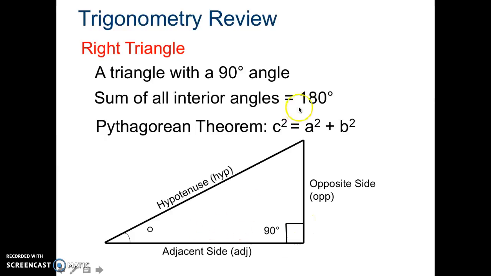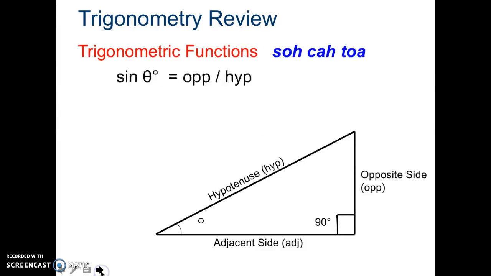In every triangle, the sum of all the angles is 180 degrees. And good old Pythagorean theorem, if we know any two sides, we can find the other side by using a squared plus b squared equals c squared. Some of you may not have learned sine, cosine, and tangent. We remember them by saying SOH CAH TOA. If you ask me about sine, cosine, tangent, in my head I still say SOH CAH TOA, even though I learned this back in 9th grade.